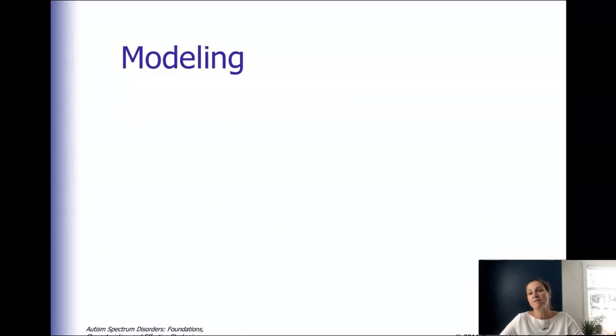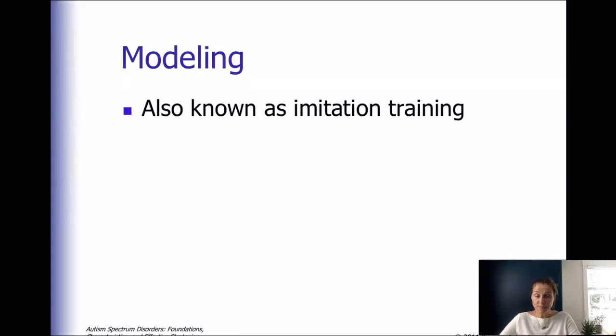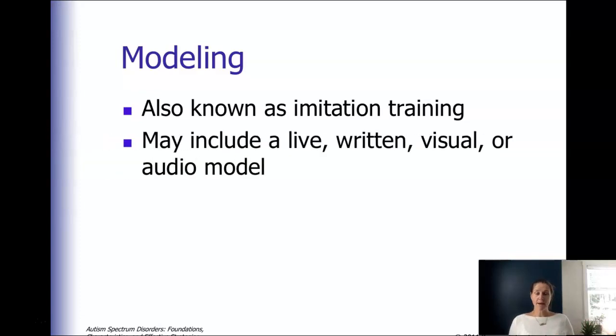Modeling is number 7 on that list of ABA techniques that can be used to teach students with autism. Modeling is exactly what it sounds like. It's also known as imitation training. You demonstrate a skill as the teacher, and you expect the learner to imitate the skill that you've demonstrated. Modeling can happen in lots of different ways. It could be a live model. It could be written instructions that help model the behavior. It could be a visual, for instance, like a chart that walks you through steps, or it could be an audio model.